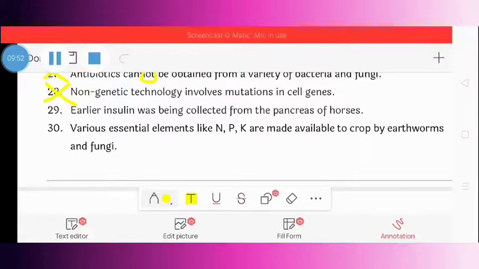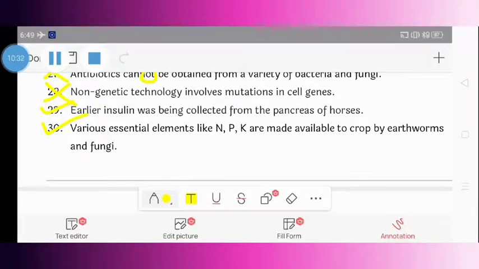Question number 29. Earlier, insulin was being collected from the pancreas of horses. So this statement is true. Question number 30. Various essential elements like nitrogen, phosphorus, potassium are made available to crops by earthworms and fungi. So this statement is also correct. True.